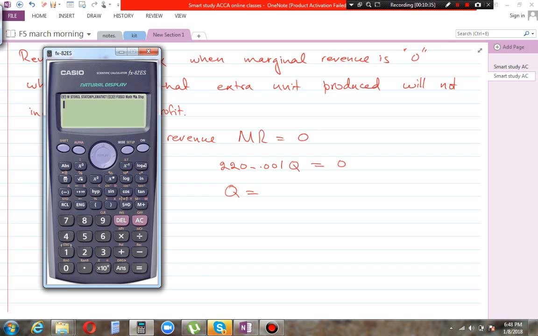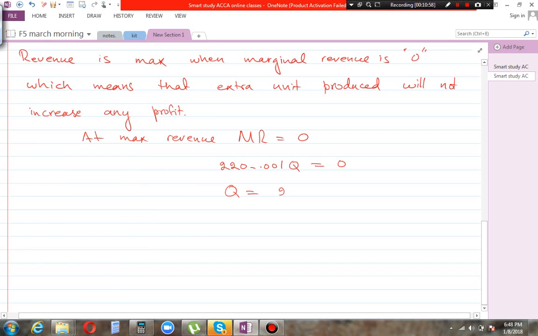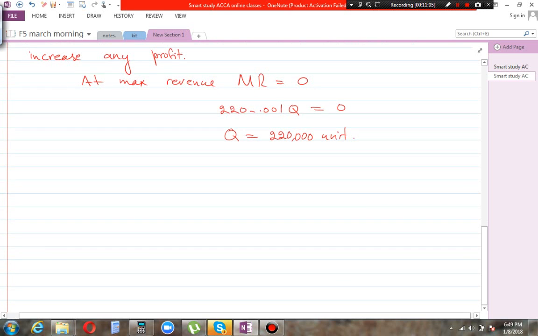So 220 minus 0.001 Q is equal to 0, and if you have to find the value of Q, then obviously 220 will move to the other side. This will become minus 220, divided by minus 0.001. This will give you 220,000 units. So basically, if we make 220,000 units, we will maximize the revenue.